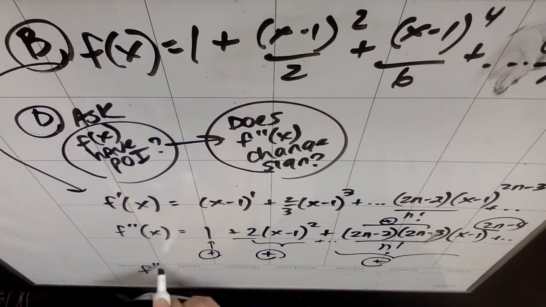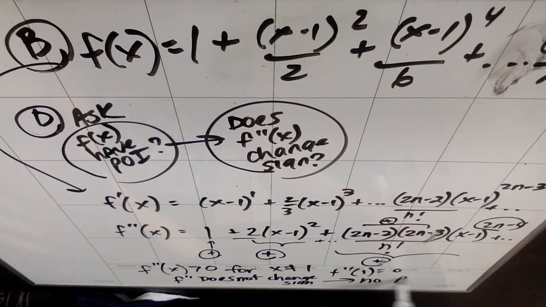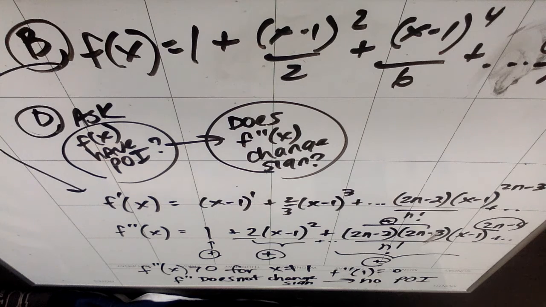So it looks like f double prime of x is greater than 0 for x not equal to 1, and f double prime of 1 is 0. That means f double prime never changes sign. So there are no points of inflection. That's really what they want us to say. Essentially, because this whole series is non-negative, either positive or 0, there's no change in sign, thus no point of inflection.